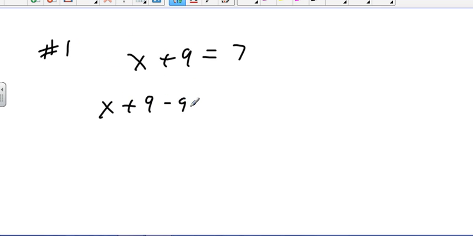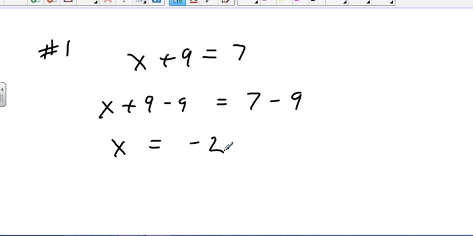So we'll look at number 1 first, just to get warmed up. Number 1: x plus 9 is equal to 7. What we're going to do is subtract 9 from each side. That's the isolation of the variable. And we're going to say x is equal to -2. Wow, isn't that cool? We probably could have done that without any of that math.